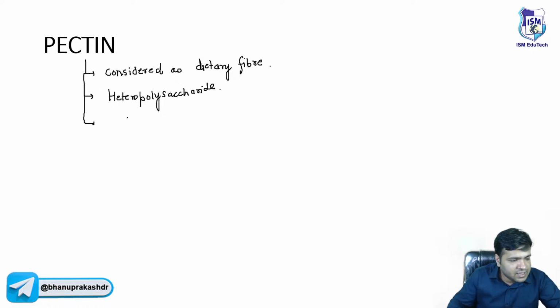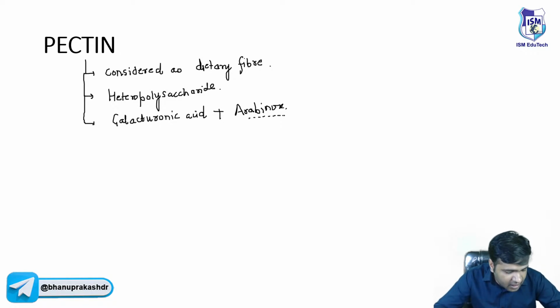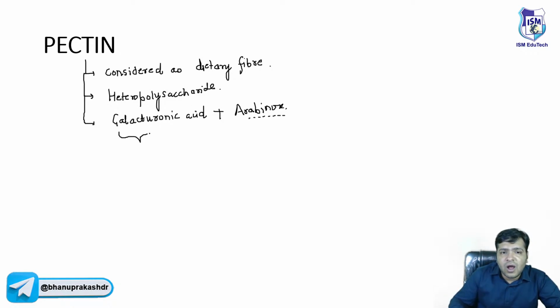Can anyone tell me what are the two units that it is made up of? It is galacturonic acid plus arabinose. Now, when I say arabinose, beta, how many carbon atoms will be there in arabinose? Tell me in the chat box. And if you ask what the major component of pectin is, it is galacturonic acid. Majority of it is present.